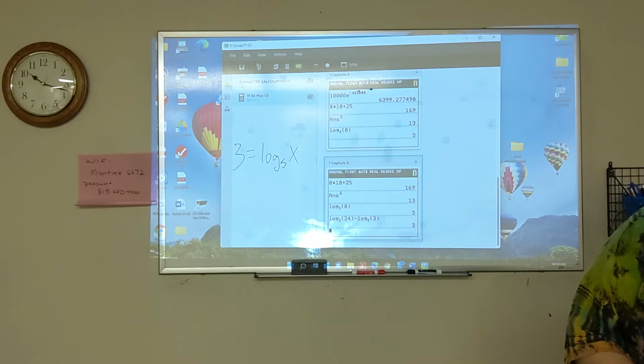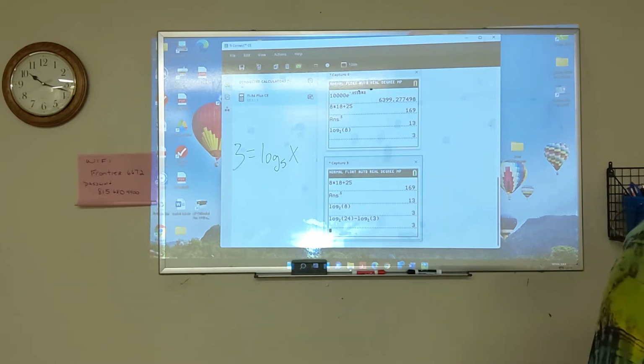DRT problems, distance, rate, and time problems, we're actually going to skip over because they're not very common at all. And you guys will have the answers to those. And if anybody has questions on them, come Thursday and I'll explain them. We're going to do stats problems because those are much more common.